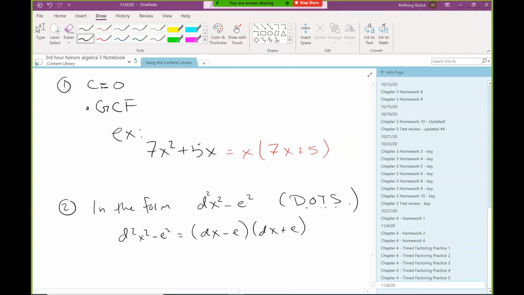So the second case here is if we have something in the form d squared x squared minus e squared. We call that the difference of two squares. I abbreviate that as DOTS, difference of two squares. That's a common math term. I abbreviate it just DOTS because, well, it comes up a lot. And below I've written the factoring pattern for it. So we can just write that factors as dx minus e times dx plus e.